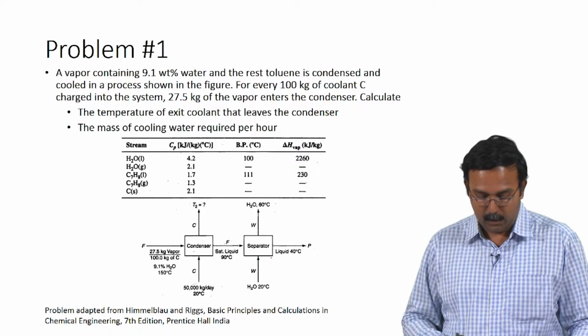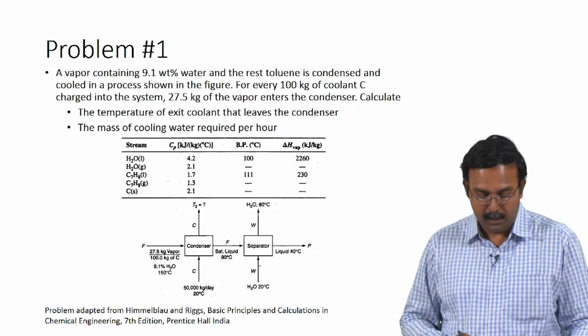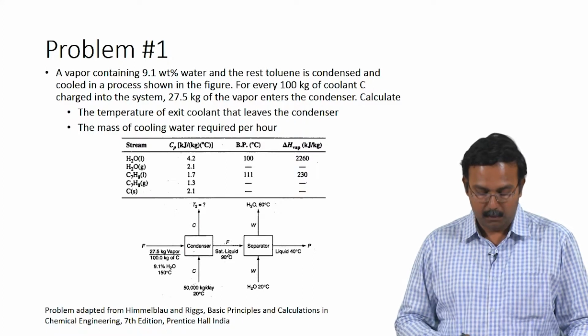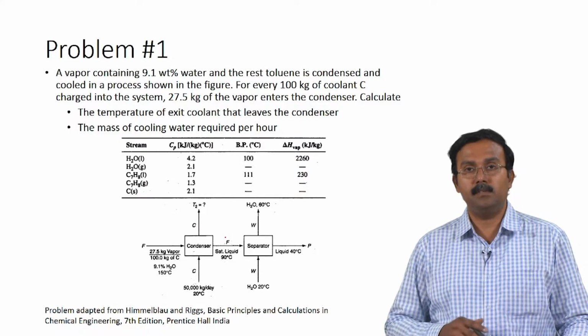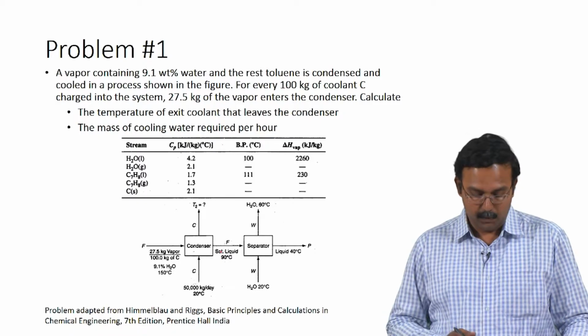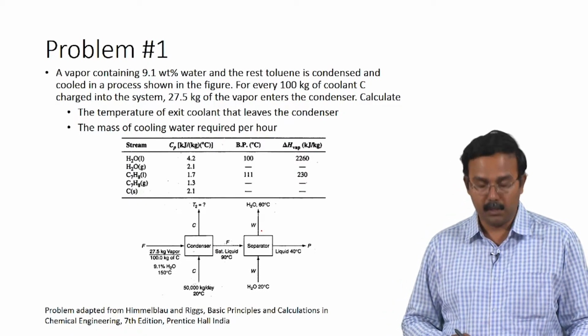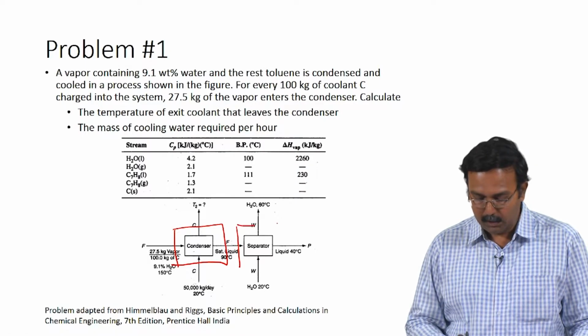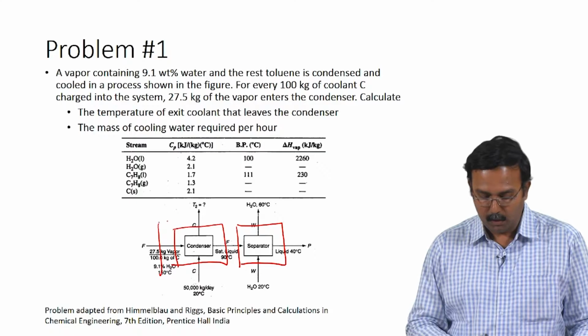Taking that into account, this is the flow chart we have, and one thing we need to be clear about is what heat is being transferred between the system we are interested in and the surroundings. We can have different systems which we can choose here. We could either choose the condenser as the system, or the separator as the system, or the overall system.